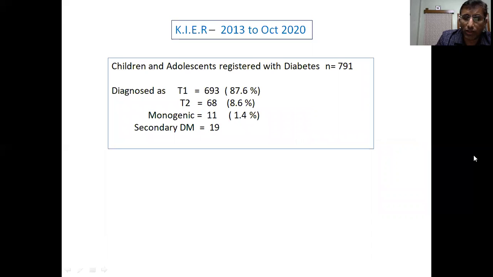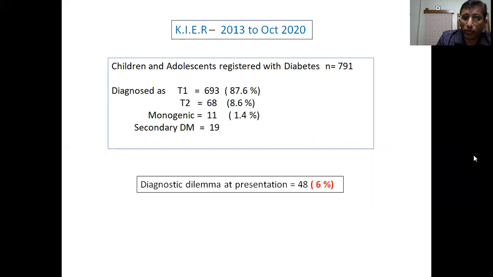So when this topic was given, I looked at our own data. This is 7 years of data from our institute till recent date. We have around 791 children and adolescents registered with diabetes, and the majority, around 87%, is type 1, and the next most common is type 2 with 8.6%. But when we looked at the number of cases which had diagnostic dilemma at presentation, which means when they initially presented, at the first meeting, we were not able to ascertain the type of diabetes in these children, they were around 48, and it formed around 6%. So it's a small proportion of subjects where the diagnostic dilemma will appear, but still, these are the ones which will bother you.